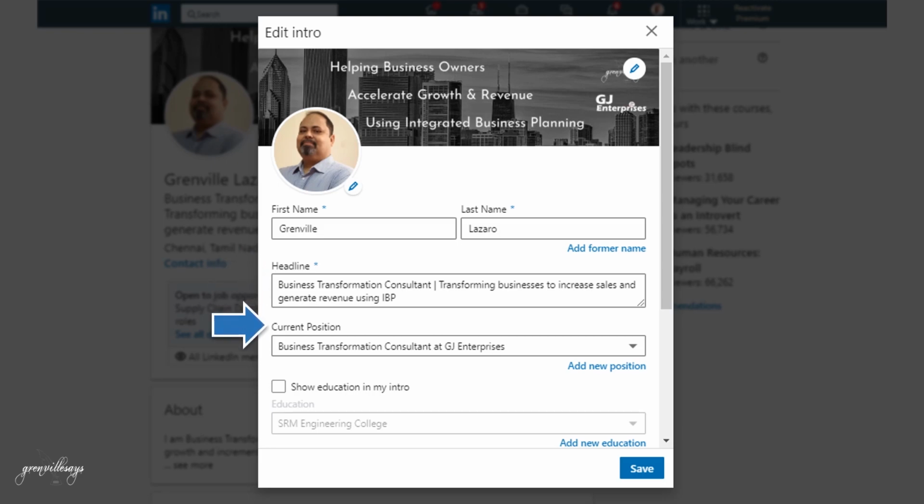The next section is my position, which is business transformation consultant at GJ Enterprises. You could opt to have your education showing up here. In the case of newly qualified professionals, I would suggest keeping this in your summary section. You can update your college as well as your degree from this section.